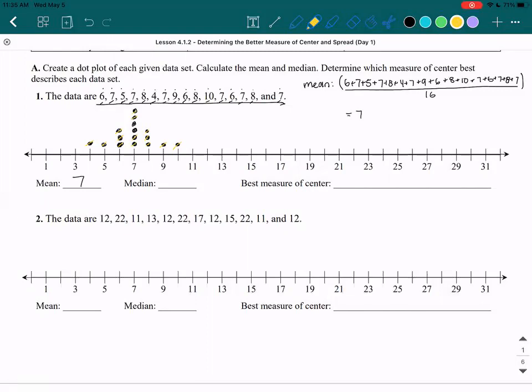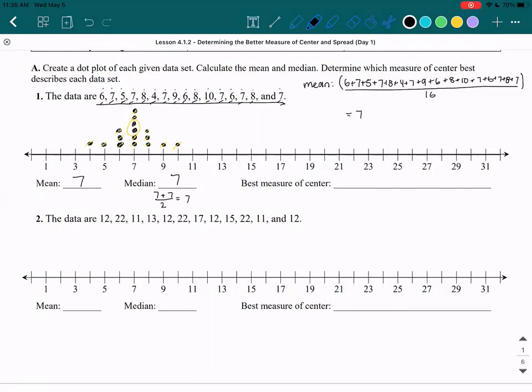And then I can see there's two numbers here in the middle. So each of those two numbers represents a 7, so we have 7 plus 7. Oh, how do I know they represent a 7? Because they're on top of the 7. So 7 plus 7, and then you divide by 2 equals 7. So therefore, my median is 7.